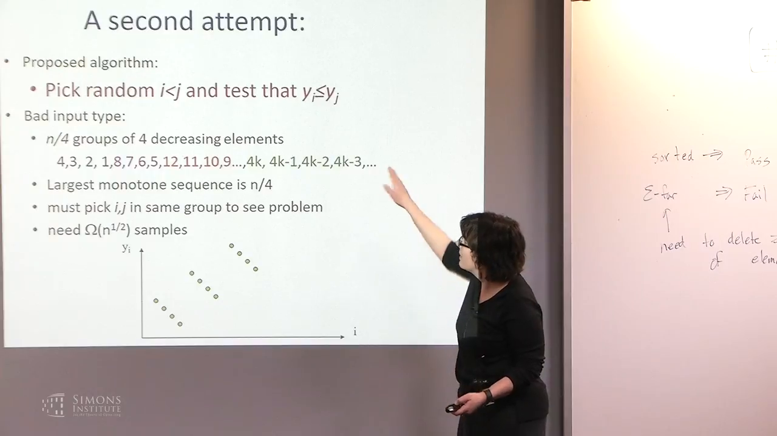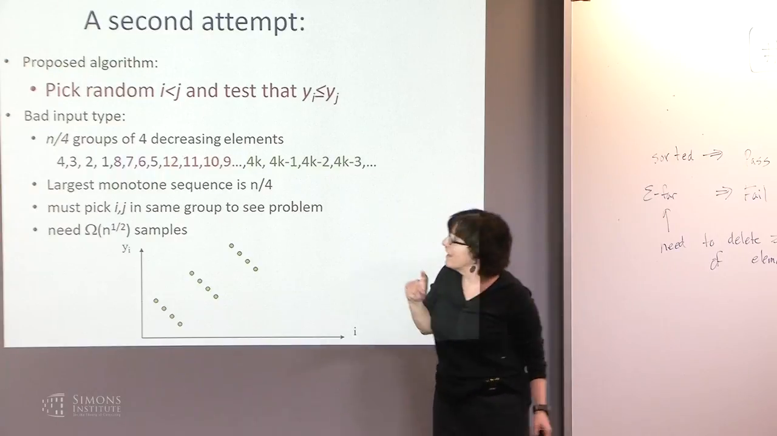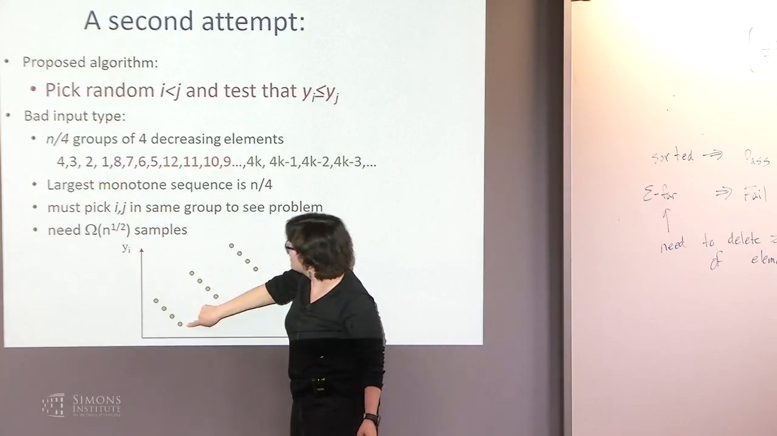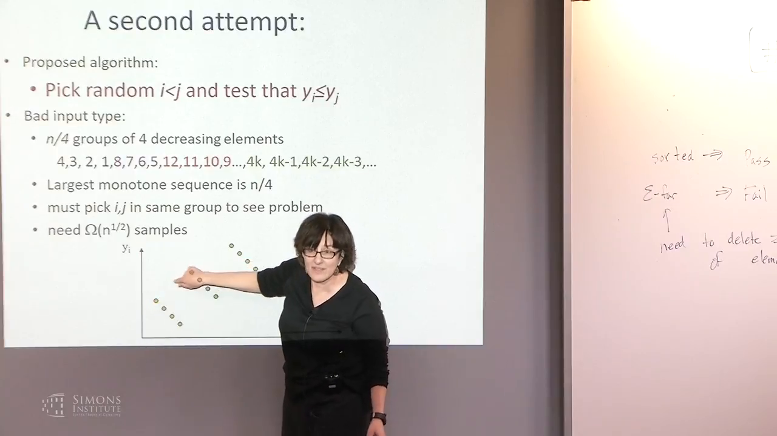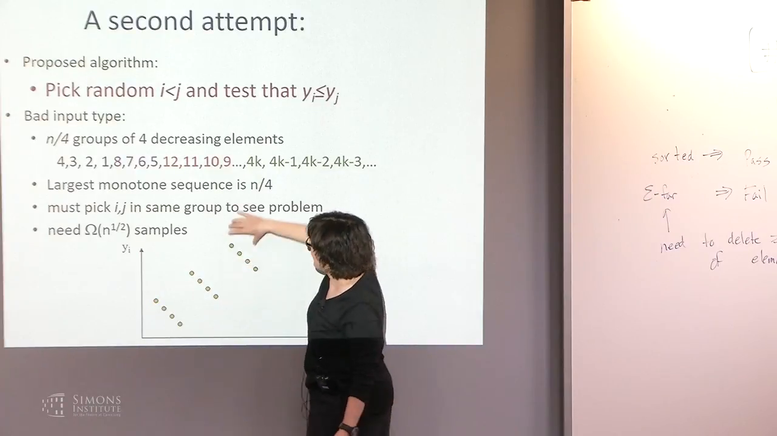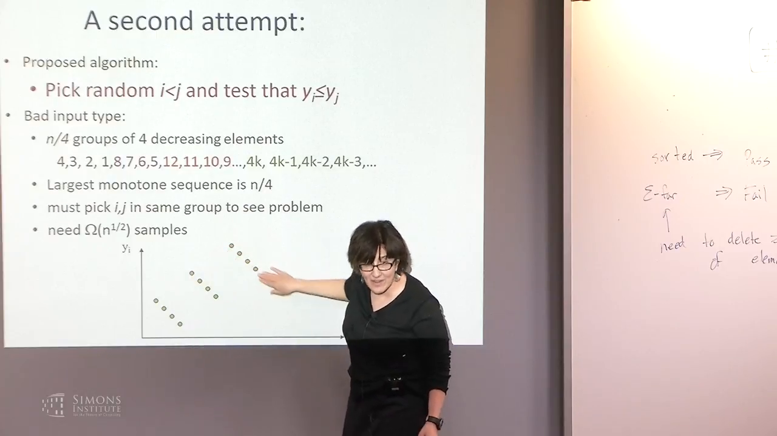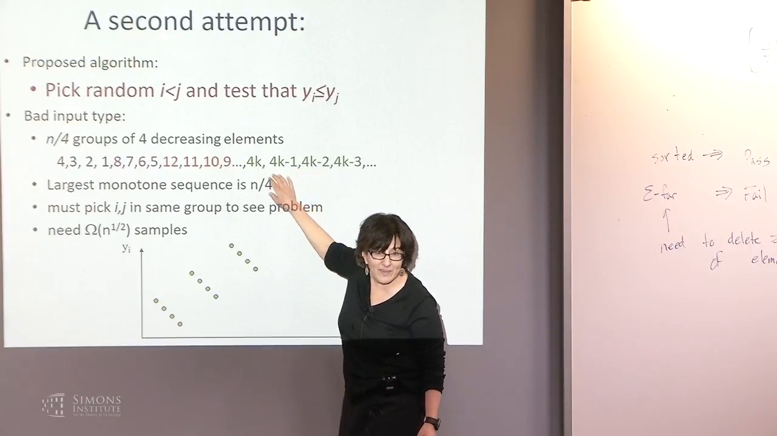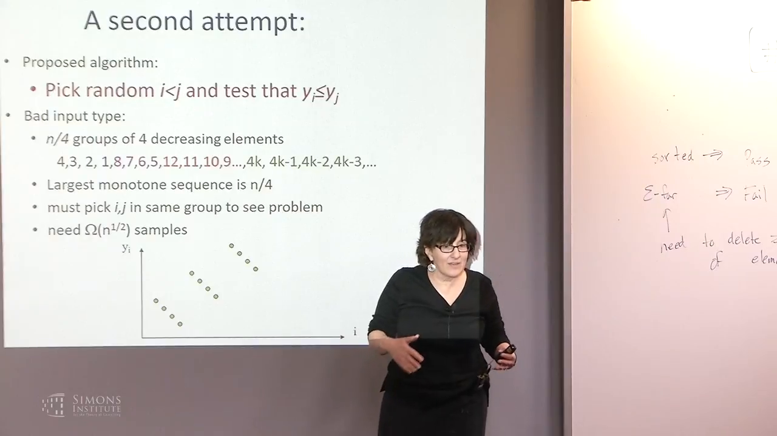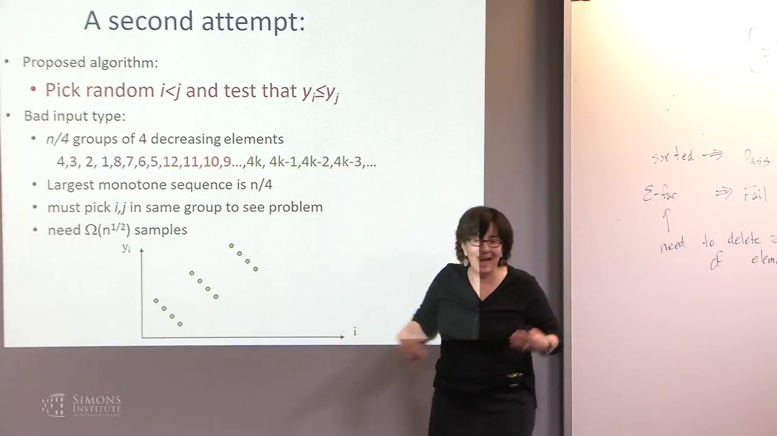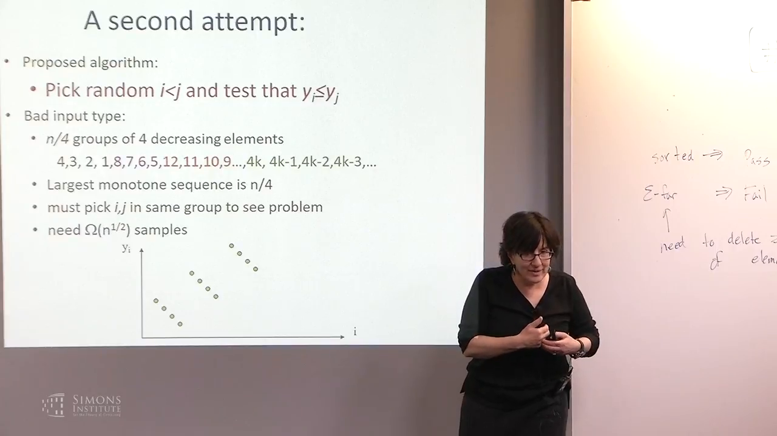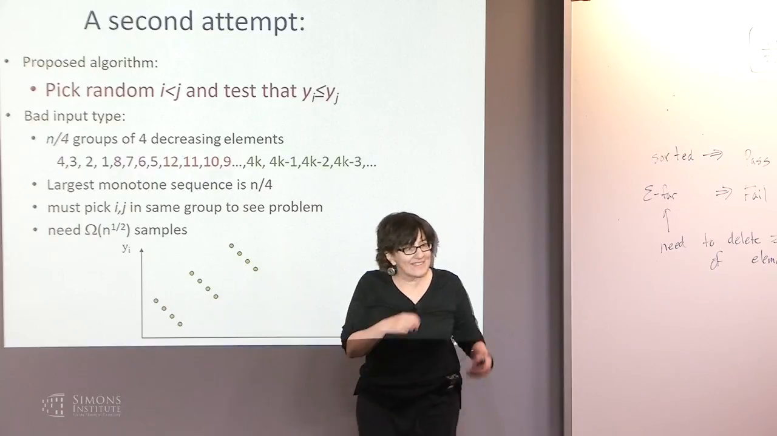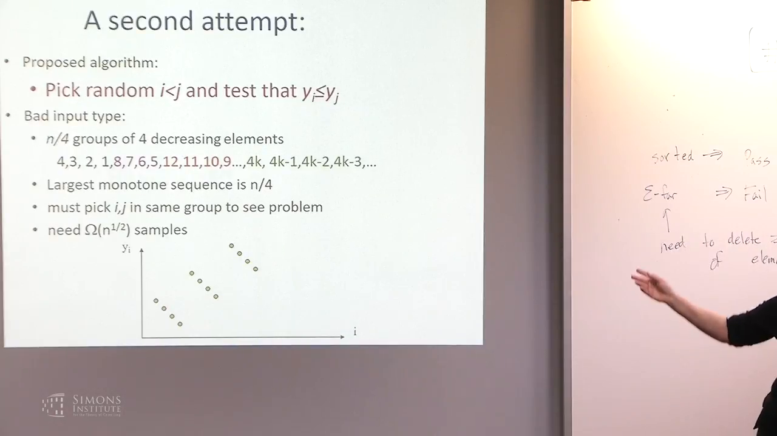Okay. So here's a bad input type, which is n over 4 groups of 4 decreasing elements. So I'm going to look at 4, 3, 2, 1. Then the next group is bigger than any of these, but it's also in decreasing order. Then the next group is bigger than anything preceding it, but it's also in decreasing order, the next 4. What is the biggest monotone subsequence of this thing? How many of these numbers do I have to delete to get a monotone sequence? I can only keep one of each group of 4. So I still have to get rid of 3/4 of the points, even in this example.